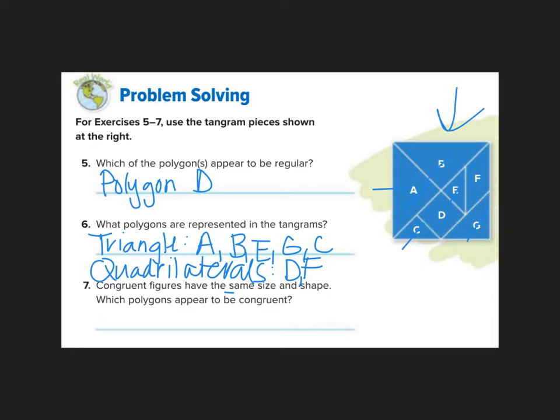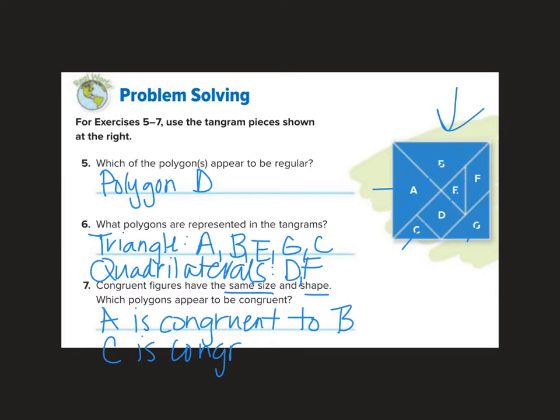Congruent figures have the same size and shape. Which polygons appear to be congruent? I would say, looks like polygon A is congruent to B, and then I would say C is congruent to E is what it appears to me. C is congruent to D. Oh, not D, E. To E. Okay.